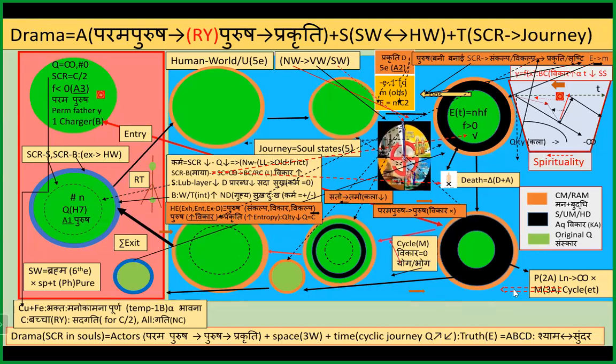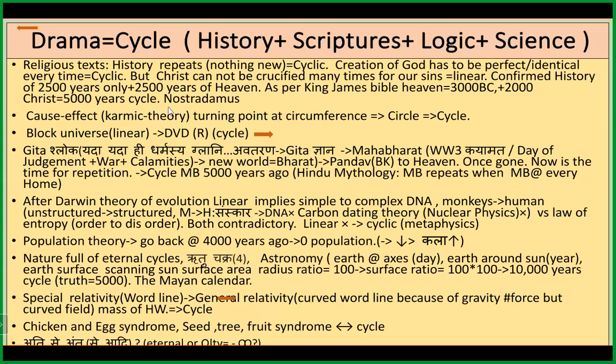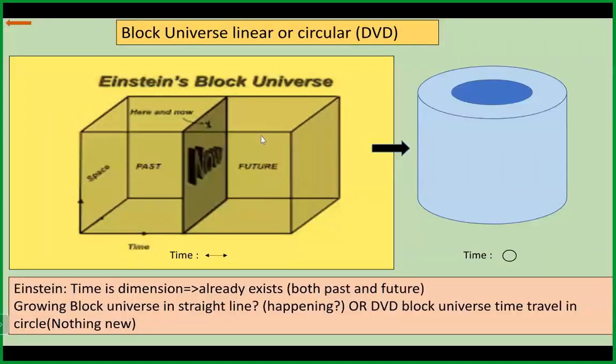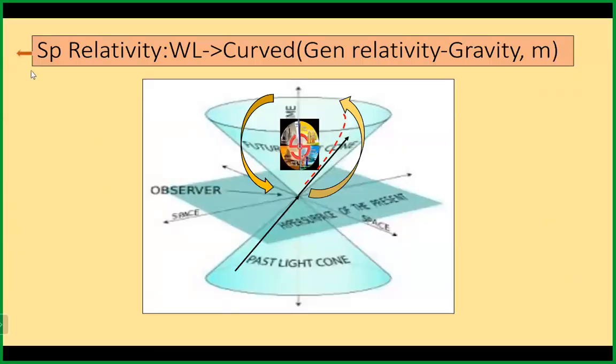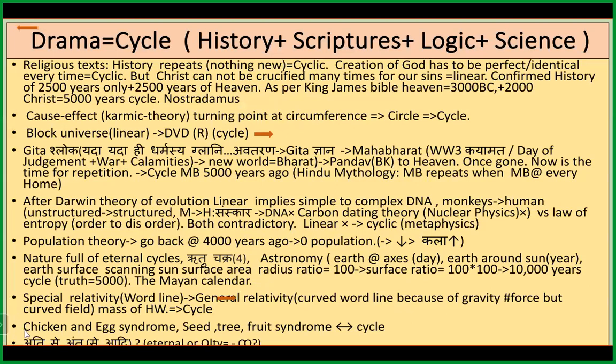Then we will see the Brahma cycle. Why is it a cycle? Religious texts and karmic theory, and the block universe too, are circular. The Mahabharata repeats, as do Darwin's theory and population theory. Nature is full of cycles. Special relativity also tries to prove that. Then there is the chicken and egg syndrome, cycle, and Matitsu, which is internal. So this tries to prove that drama is a cycle.